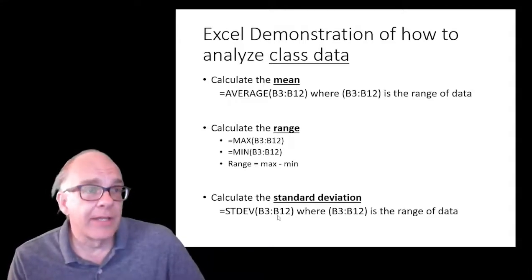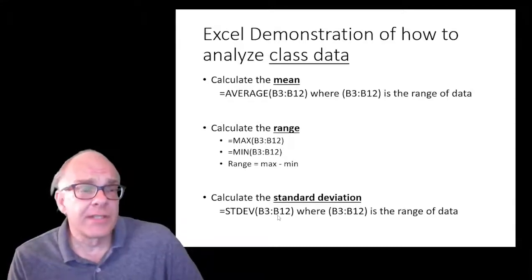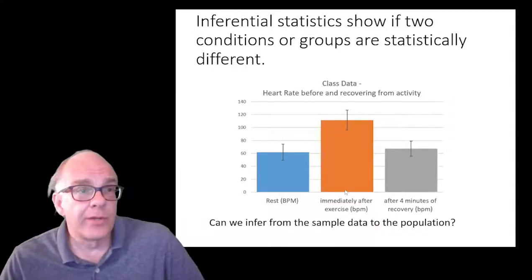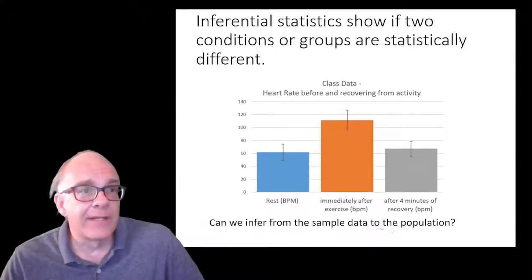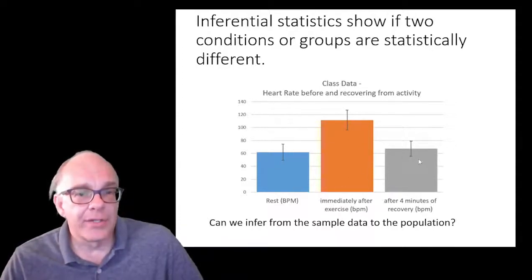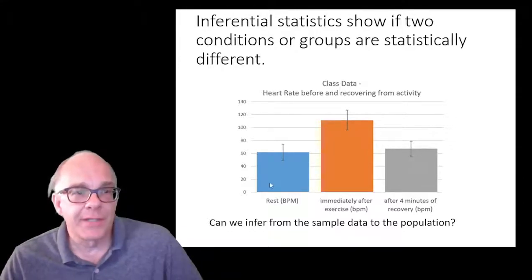And so you're going to calculate those descriptive statistics and then put them in your lab report. We're not necessarily going to graph it in this week's experiment, but you're going to take a look at it, and your results should look something like that. Heart rate at rest is oftentimes very low. If the person is vigorously exercising, their heart rate is going to increase, and then over time, after 4 minutes of recovery, they're going to get down closer to that rest amount.